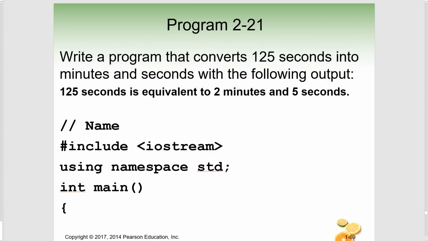So if we were to have this particular program, our problem statement is: write a program that converts 125 seconds into minutes and seconds with the following output. You want to come up with a sentence that says this: 125 seconds is equivalent to 2 minutes and 5 seconds. So here's a little start. Using the mod, remember this percent, you use it just like you use a divide. It's just another math operator. So go ahead and see if you can do that real quick. Pause the video, and then come back, and we'll take a look at the code.